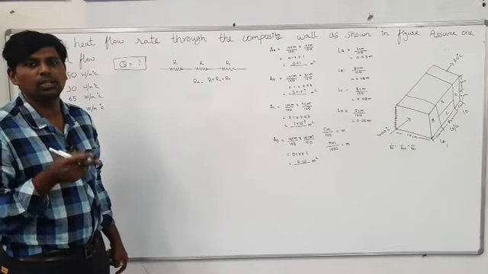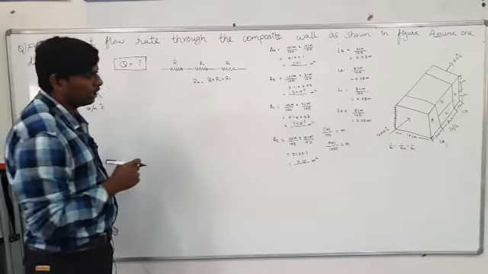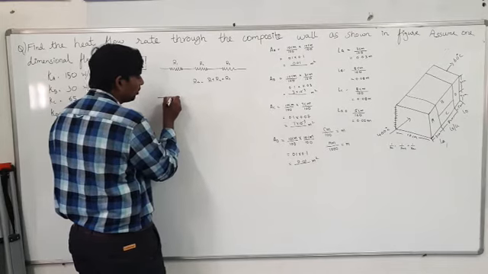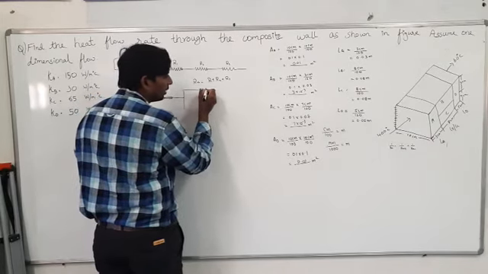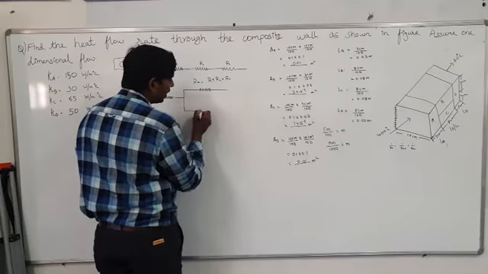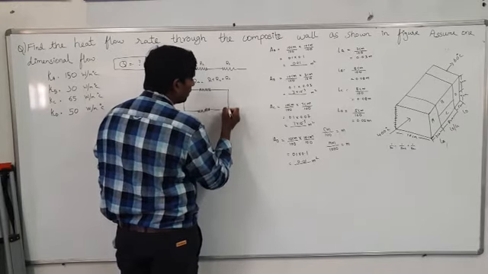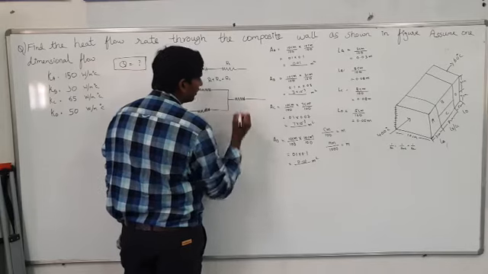Two are in series and two are in parallel. So what you have to do, this one you have to take as resistance A, this one as resistance B, this one as resistance C, and after that this one as resistance D.